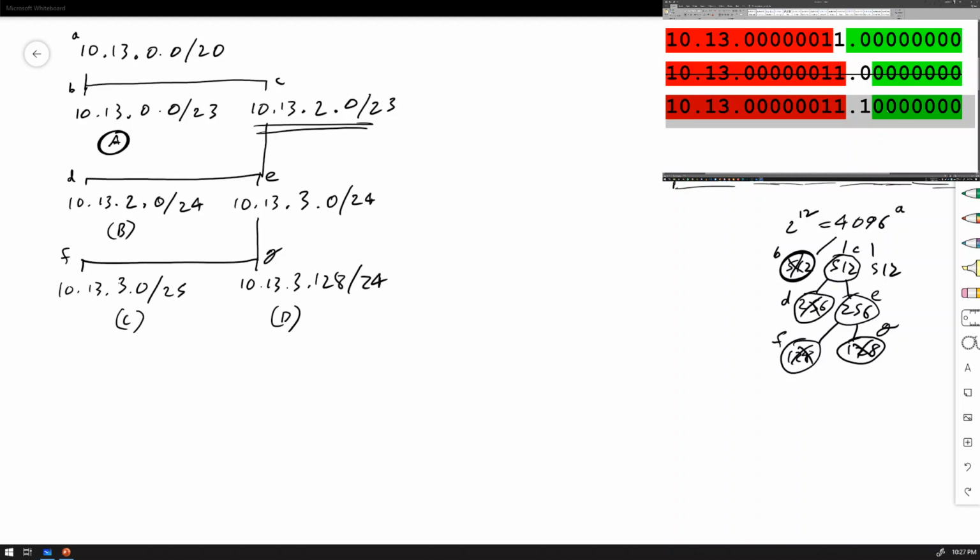Now interestingly, I'll let you decide what will happen to the next part. Will we be extending more from E or from some other route?